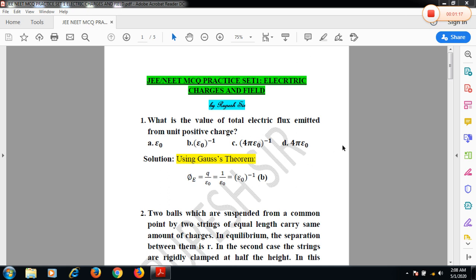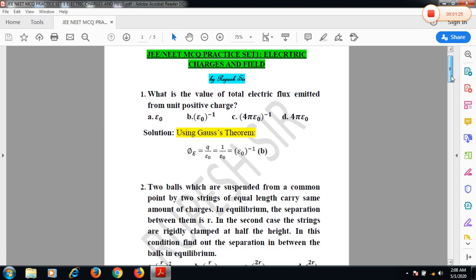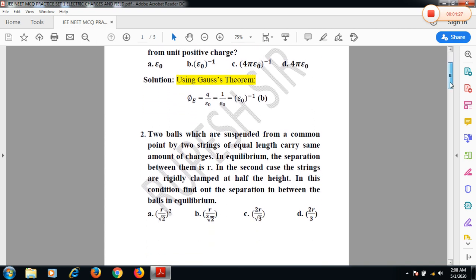Okay students, now let us move forward to the second problem. Two balls which are suspended from a common point by two strings of equal length carry the same amount of charge. In equilibrium, the separation between them is r. In the second case, the strings are rigidly clamped at half the height. In this condition, find the separation between the balls in equilibrium.